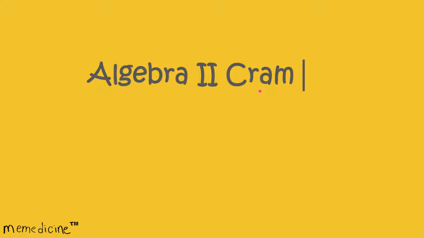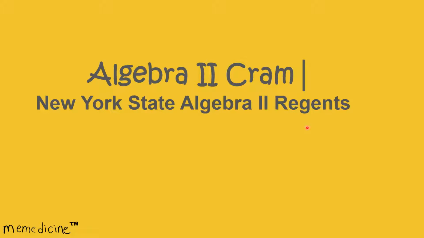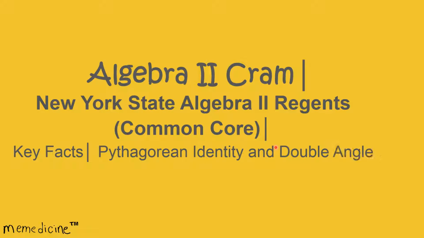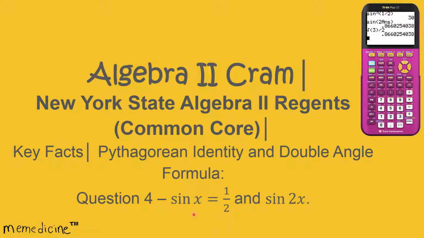Algebra 2 Cram, New York State Algebra 2 Regents, Common Core, Key Facts, Pythagorean Identity, and Double Angle Formula. Question 4. The sine of x is equivalent to 1 over 2 and the sine of 2x.